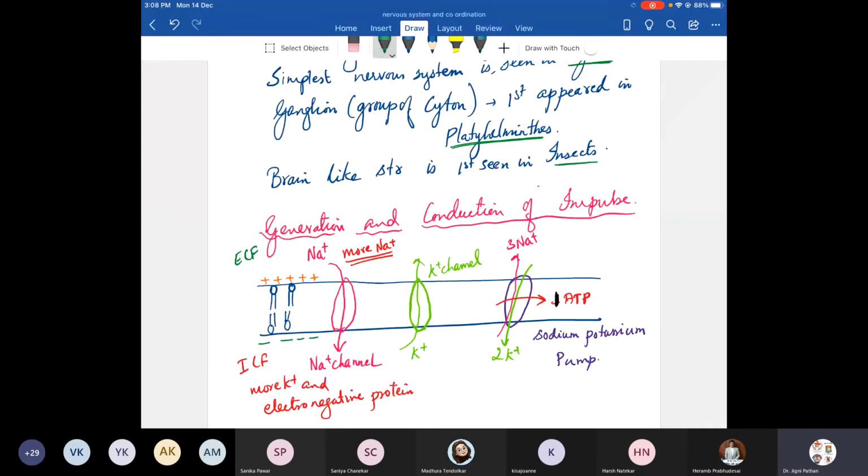We are talking about how the impulses are generated, how the message is generated, and how it is transferred from one neuron to another neuron. I hope you all are getting the point.